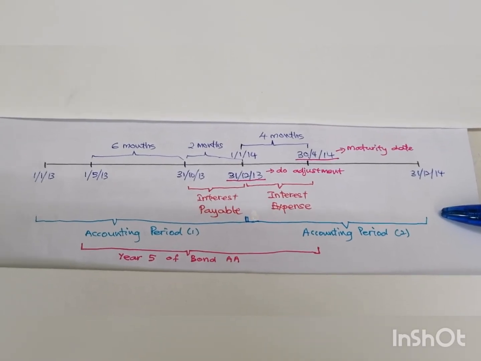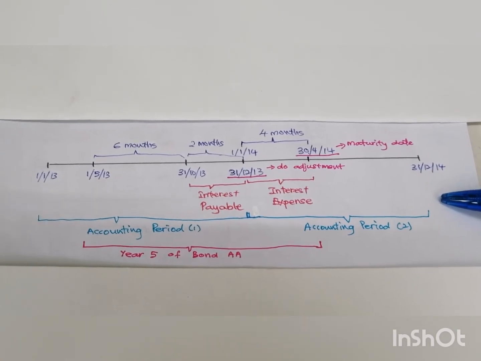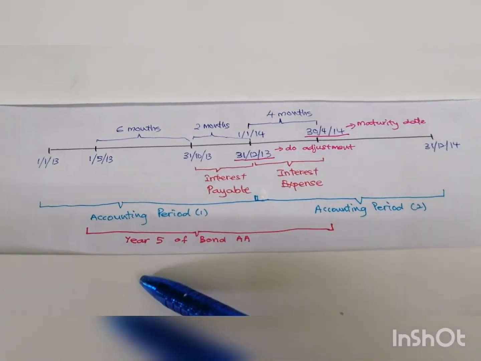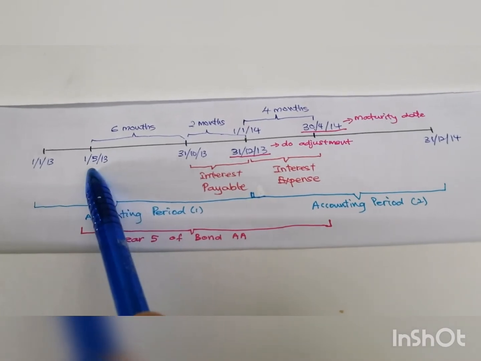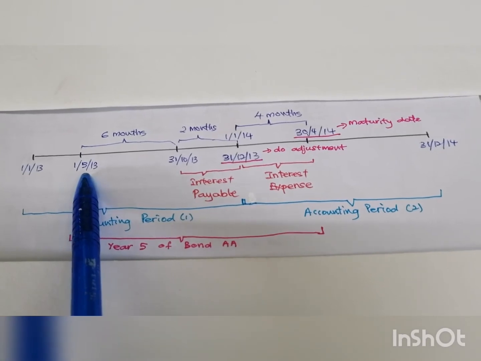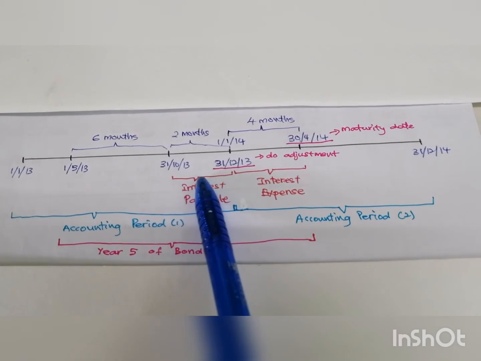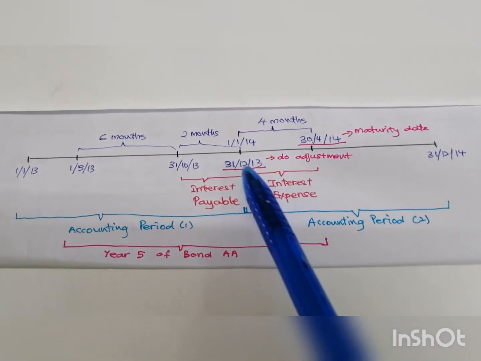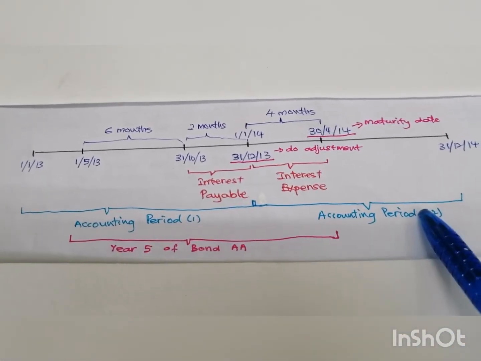Now, please draw a timeline to help you understand the questions. Okay, to understand the bond AA. Well, this bond AA involved 2 accounting period. Okay, why? Because on year 5 of bond AA, we start on 1st May 2013 and until 30 April 2014. That's why we have involved 2 accounting period.